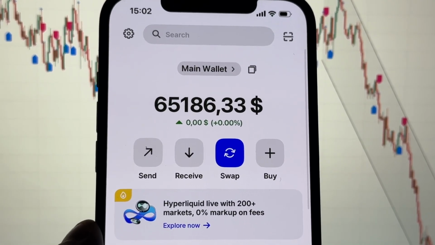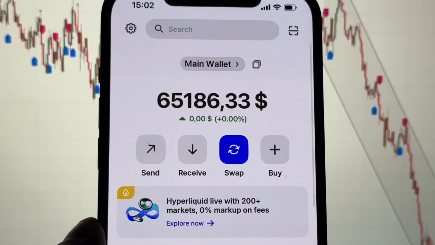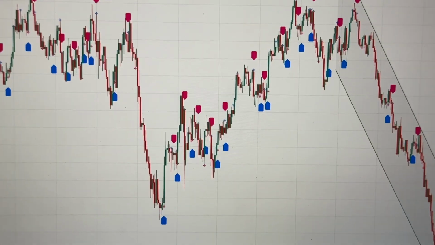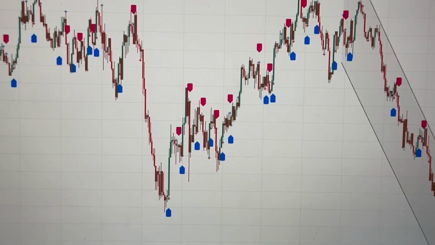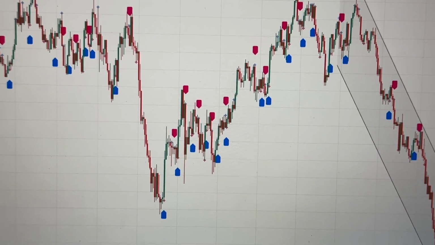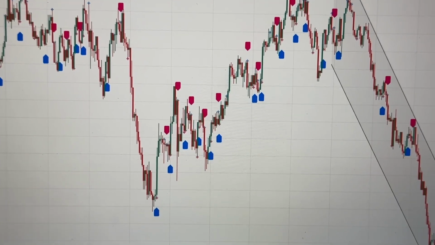This is the amount I managed to earn using one simple strategy. To work with this strategy, I use this completely free signal indicator on the TradingView website. Now I'll show you how to find it and how I use it in my work.